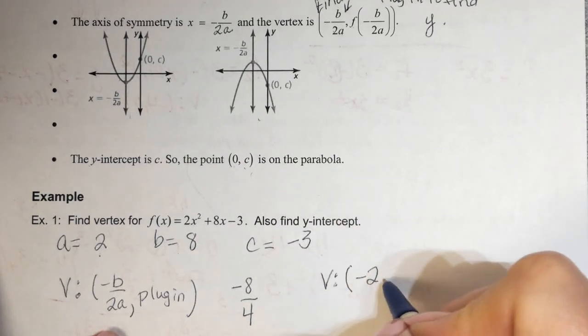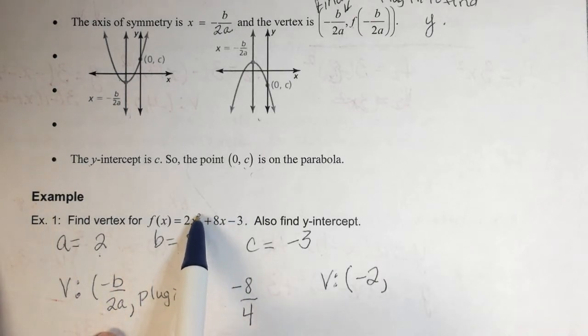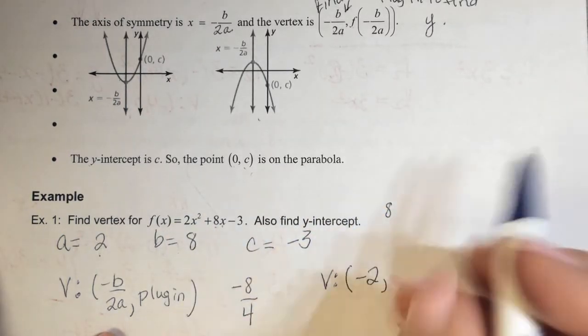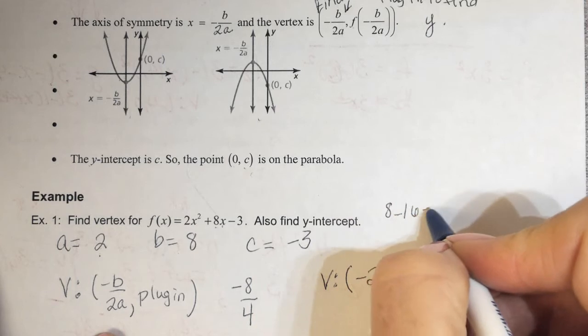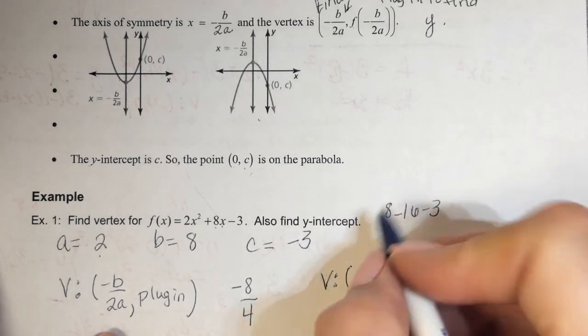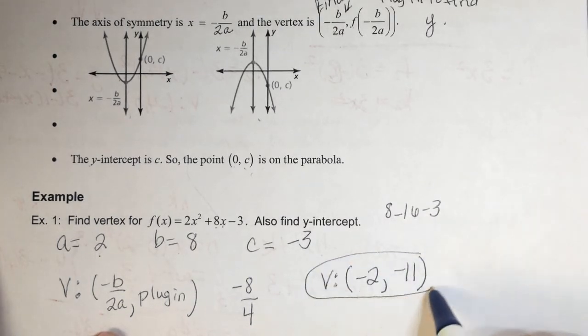Negative 2. Now, how do I find the y value? Plug it back in. Negative 2 squared is 4. 4 times 2 is 8. 8 times negative 2 is negative 16 minus 3. What's that going to be? Negative 11. There's our vertex.